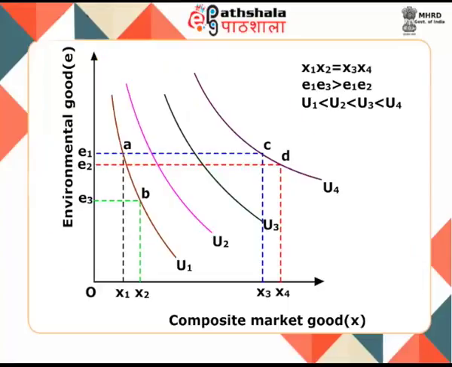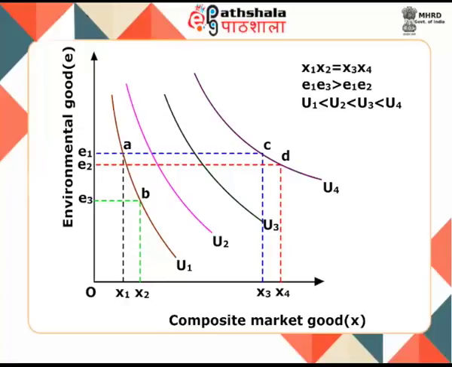Let's now understand this with the help of a diagram. In the figure, the x-axis represents the market good denoted by X and the y-axis represents the environmental good denoted by E. Any improvement in environmental quality means higher value for E and vice versa. U1, U2, U3, U4 show a set of indifference curves with composite market goods and environmental goods.